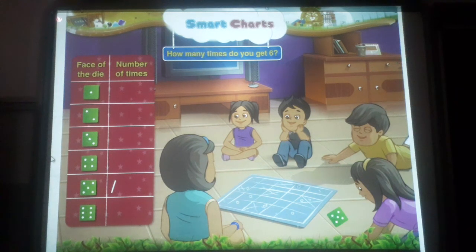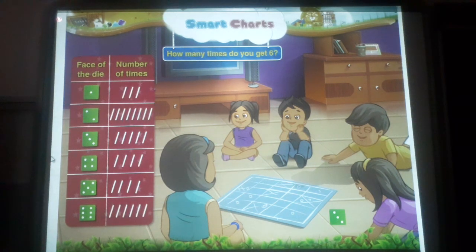For example, Rabia threw her die 30 times. She got the number 3 5 times. In her table, she marked 5 slant lines. Rabia got which number on the die for how many times is shown in the given table. Observe the table carefully.